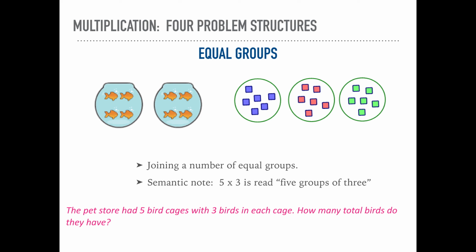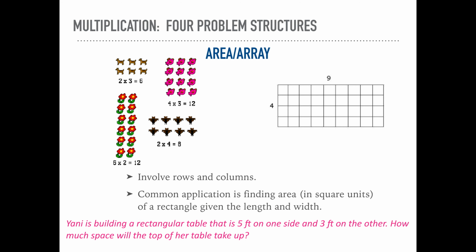So that would be 3 times 6. 3 groups of 6 is 18. So that's equal groups, and that's where we start. That's a good conceptual meaning. But another visual that's very helpful for multiplication are array models or area models.